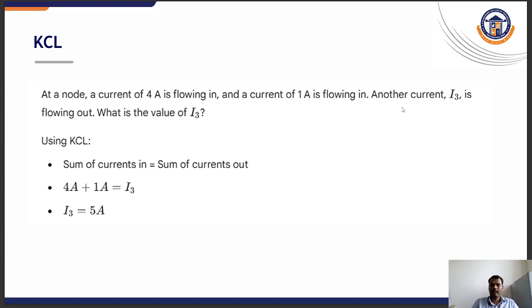For example, at a node, a current of 4 amperes is flowing in and a current of 1 ampere is flowing in, and another current I3 is flowing out. What is the value of I3? By using KCL, we know that the sum of the incoming currents is equal to the sum of the outgoing currents. Here in this node, there are two incoming currents, 4 amperes and 1 ampere, and one outgoing current, I3. So by adding 4 and 1, we get the outgoing current I3.